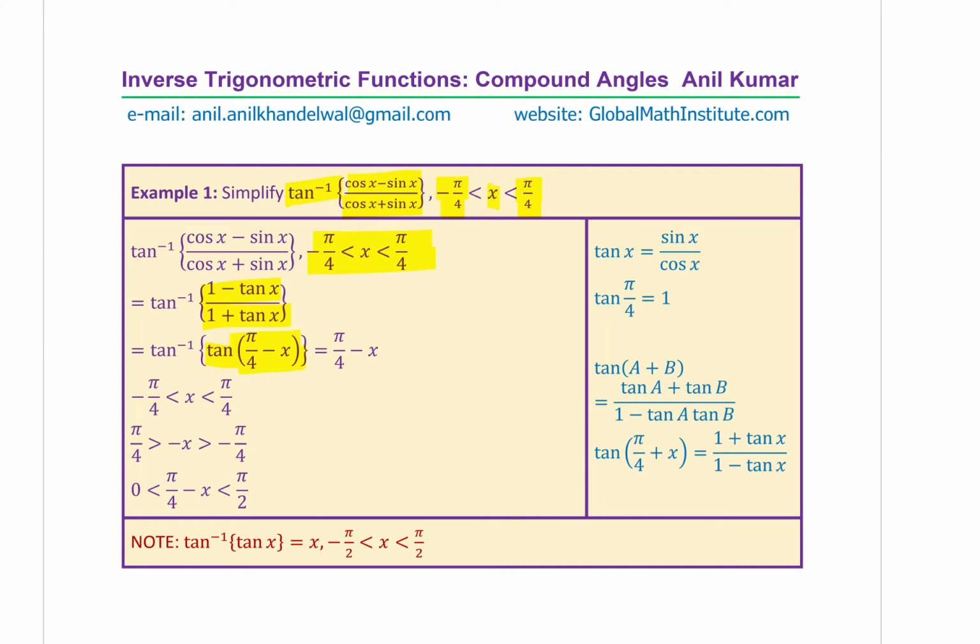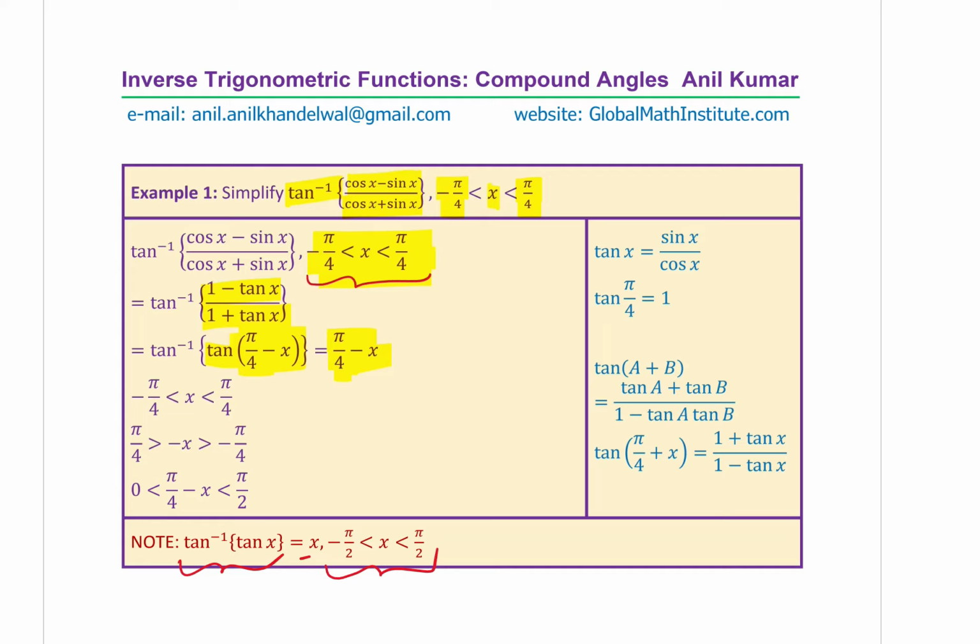So tan inverse of tan of (pi by 4 minus x) is pi by 4 minus x in the given domain. So how do we work with the domain? Let's see that part also. We know that tan inverse of tan x is x when x is between minus pi by 2 and plus pi by 2. That is where the inverse of the tangent function is defined. That is where it is a one-to-one function.